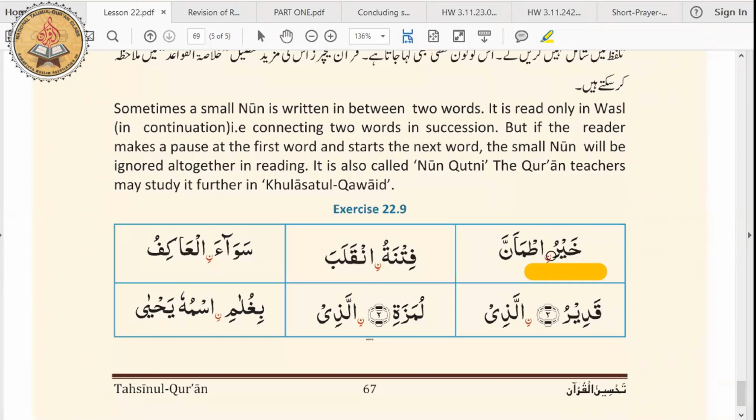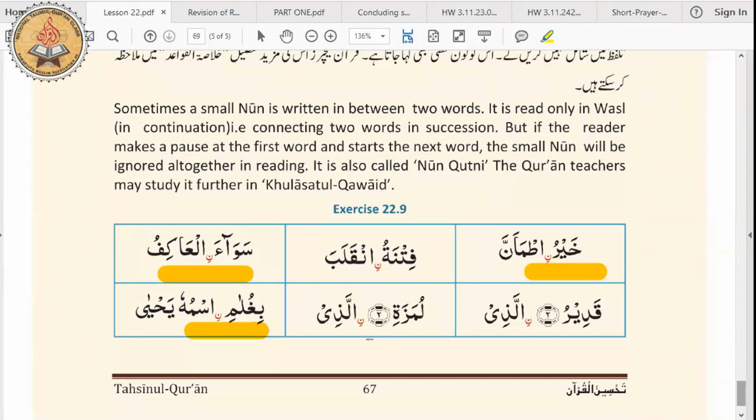Can you try it once more? Articulate properly the sound of noon when you are reading these two words. Okay. Khairun itma'anna. Okay, can you try this one, please? Sawa'anil aqifu. So you are not going to join this hamza sound with the noon sound. Sawa'anil aqifu. Sawa'anil aqifu.